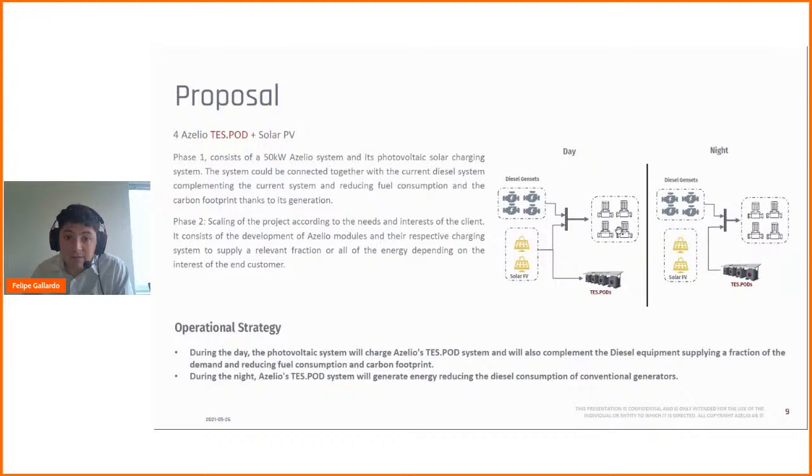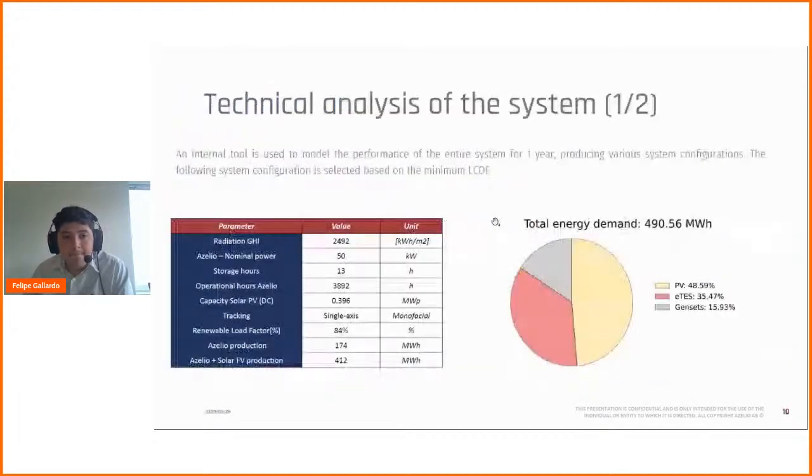It has a demand of 50 kilowatts in the north of Chile to supply a pumping cluster, a cluster of pumps. And what we are proposing is that we install solar PV to supply the demand of these pumping systems that are running 24/7 during the day with solar PV, but also charging our system. And then during the night, the TES bot supplies the system, and the diesel genset can stay there just as backup.